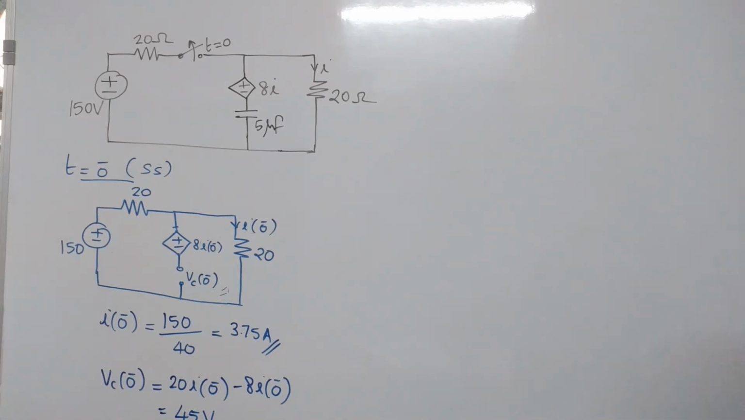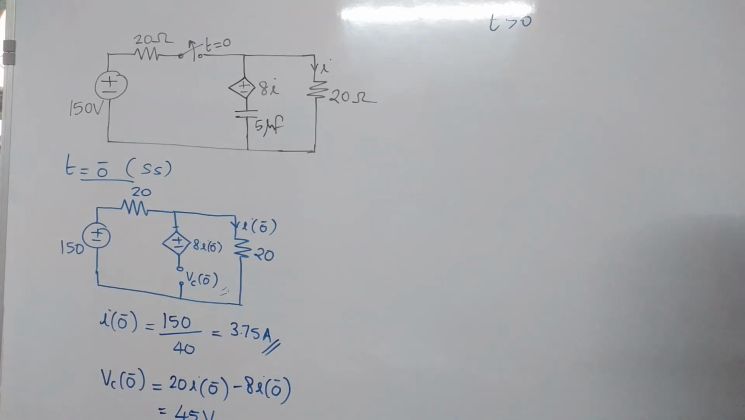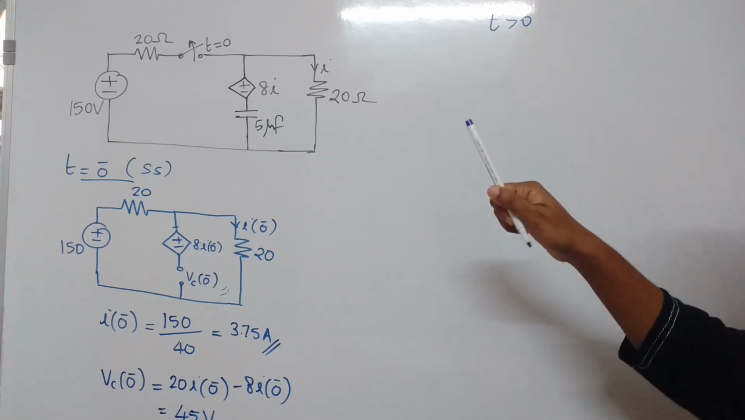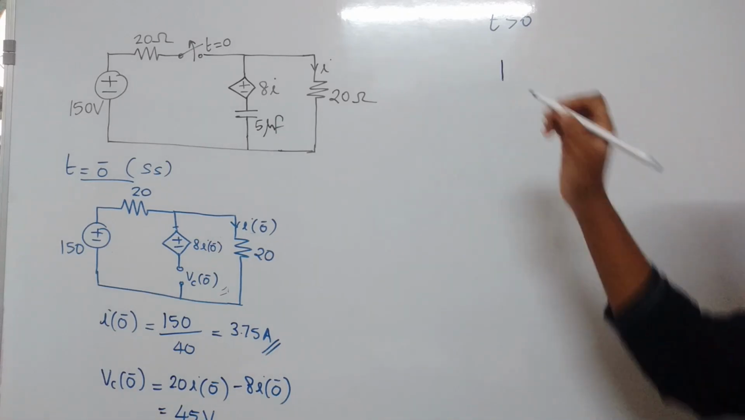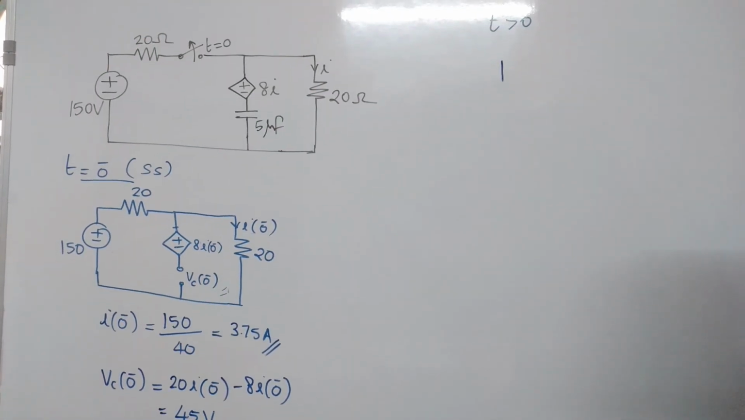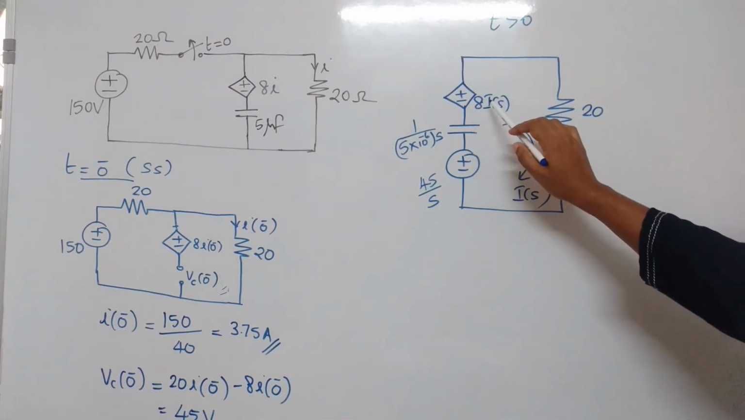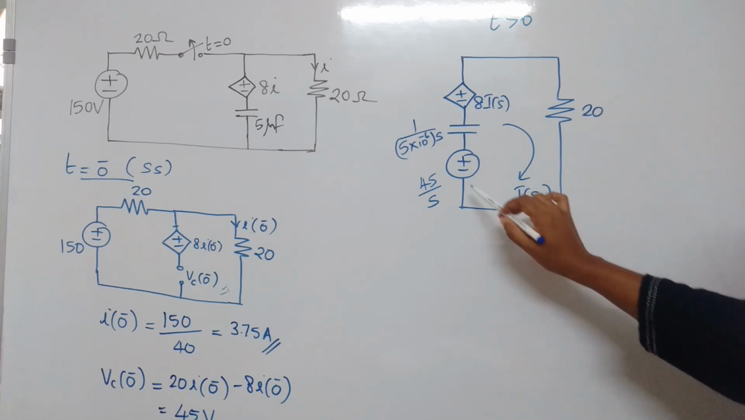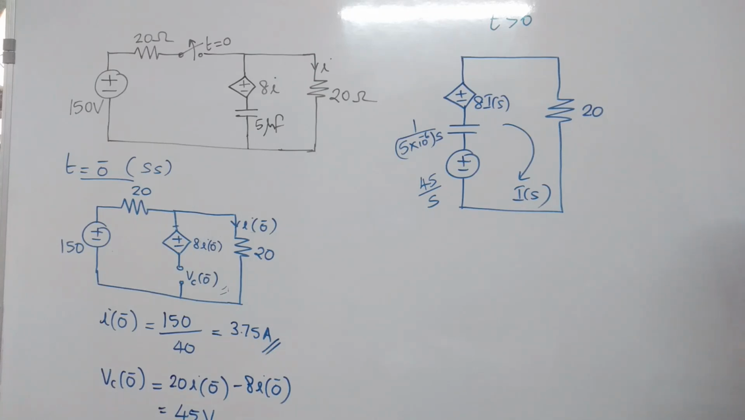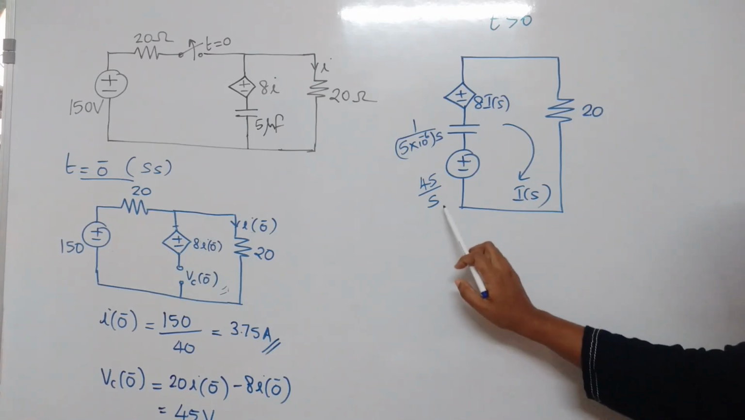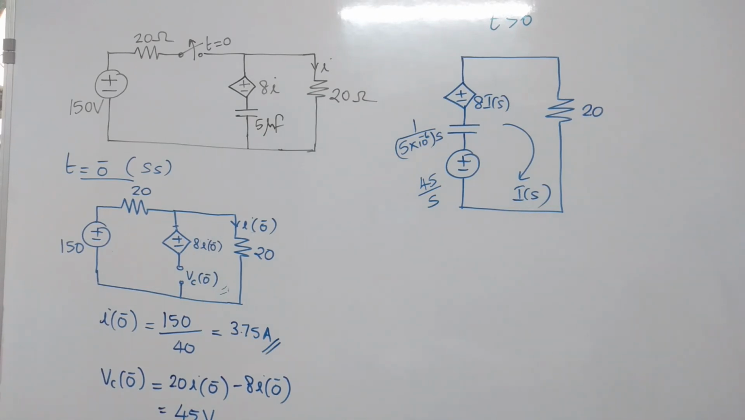Now we have got the initial values. Now we can draw the circuit at t greater than 0 in S domain. So the switch is open, means 150 volt is not connected. So the circuit will be 8 into I of S, 20. Then this is 1 by CS, so 1 by 5 into 10 raised to minus 6 S. And voltage source V of 0 minus by S, which is 45 by S.